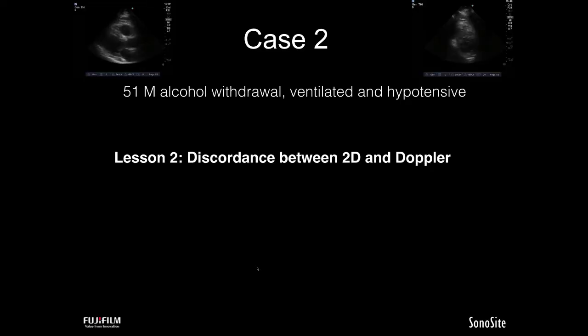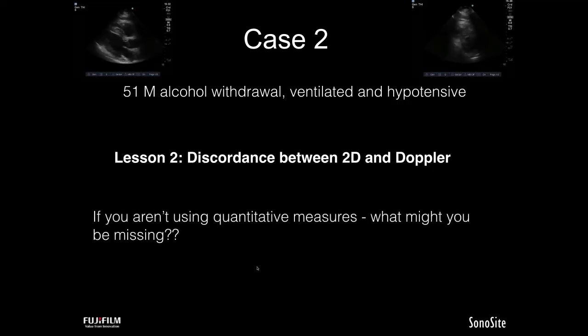And if VTI goes up, you plug it into the equation. That means your stroke volume goes up, which means your cardiac output goes up, which means your hypotension becomes resolved. And my question to you is, if you're just using 2D, and granted, if you're using 2D echo, you're probably doing better than a lot of the folks in your practice, but take maybe a step further. And if you aren't using quantitative approaches, maybe you're missing some of these interesting discordant cases.